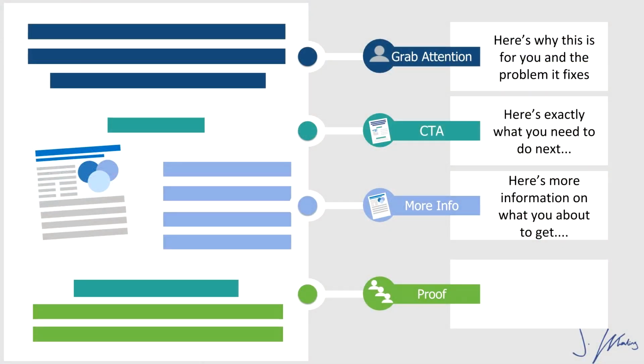They already clicked on whatever link that got them here, so your ad or your content worked to get them here. And if they're scrolling down, that just means they want a little bit more information. So here, you'll give a little more detail about exactly what they're going to get.